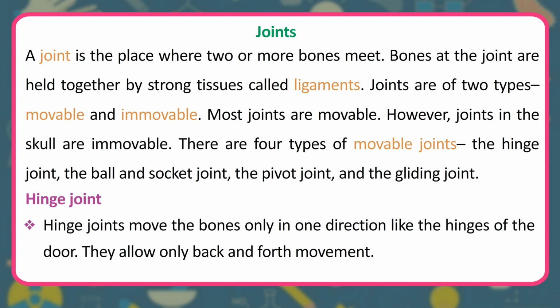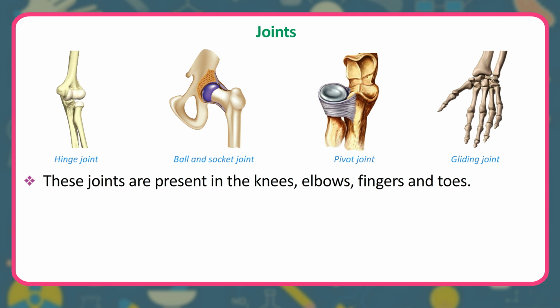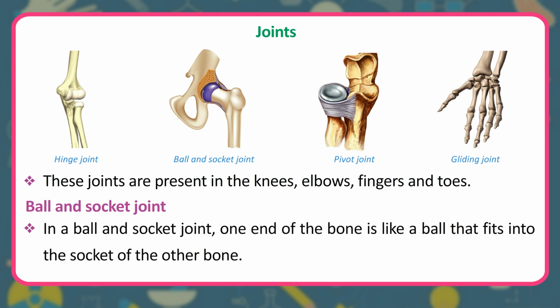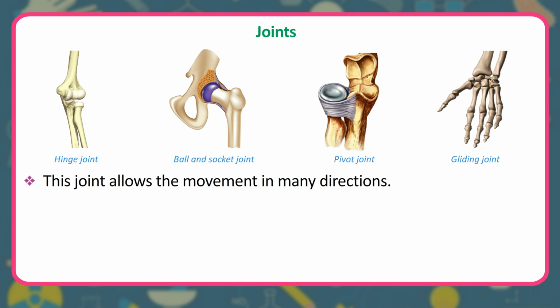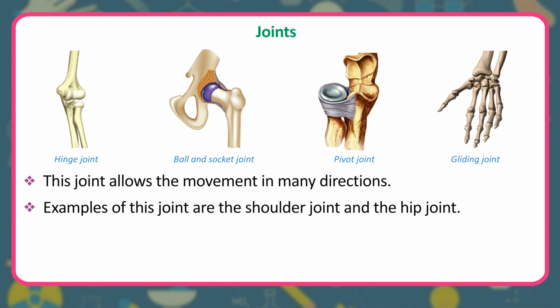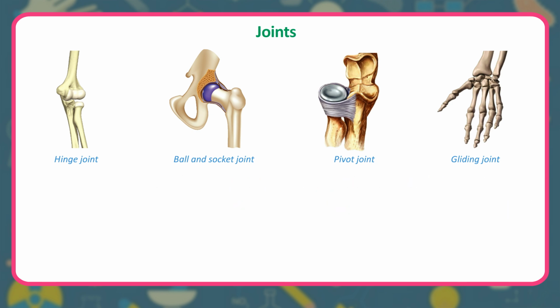Hinge joint. Hinge joints move the bones only in one direction, like the hinges of a door. They allow only back and forth movement. These joints are present in the knees, elbows, fingers and toes. Ball and socket joint. In a ball and socket joint, one end of the bone is like a ball that fits into the socket of the other bone. This joint allows movement in many directions. Examples of this joint are the shoulder joint and the hip joint.